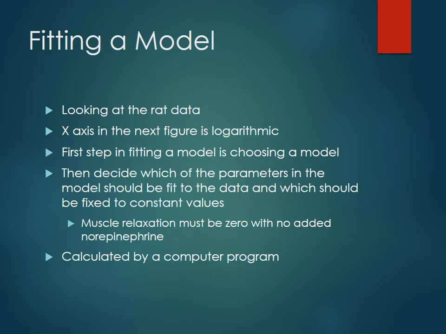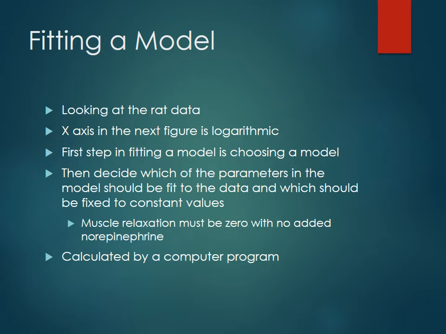So again, we're going to look back at the rat data where they're looking at the bladder muscle relaxation in the presence of norepinephrine. Remember that the x-axis is going to be logarithmic. The x-axis is the norepinephrine concentration, and then we're looking at the bladder muscle relaxation on the y-axis. So being able to predict how much relaxation you're going to get based on the concentration of the norepinephrine that you're going to be administering.